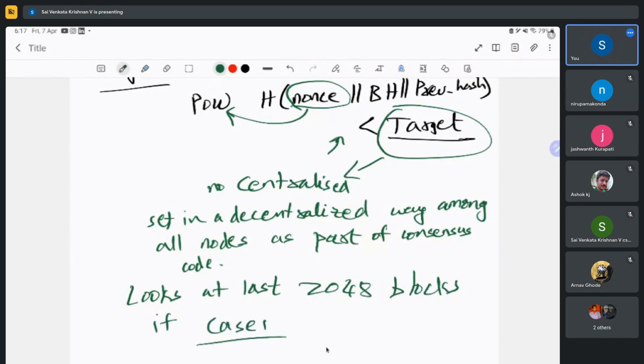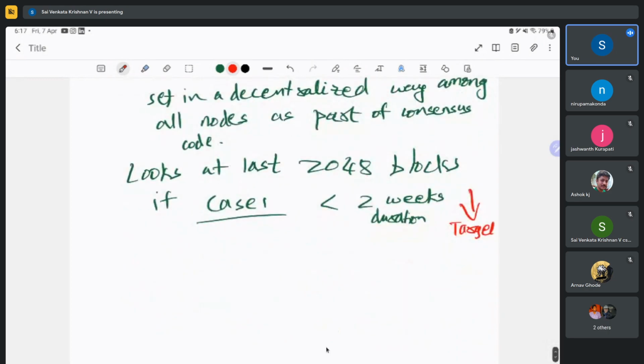In case 1, if it took the last 2048 blocks and they got added to the blockchain in less than 2 weeks, then it reduces the target, as in it makes it more difficult. By reducing the target, more zeros should be there, so it makes it more difficult.